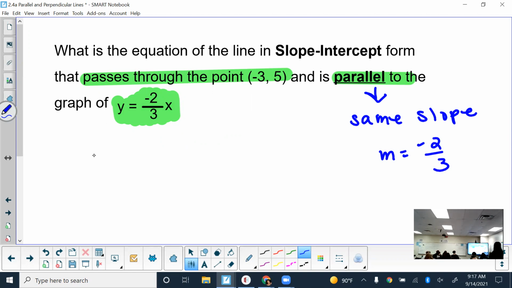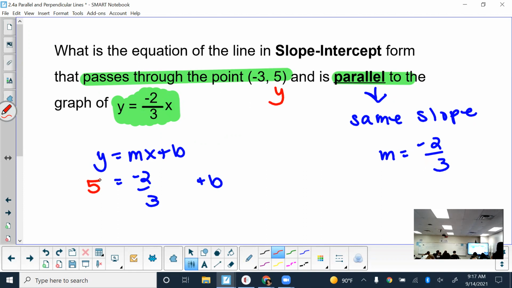The b is a little more tricky to figure out because it doesn't just tell me. So I have to plug it into y equals mx plus b. Again, we know that m should be -2/3. And we're solving for b. What do I plug in for x and y? -3 and 5. So what's my y value? 5, good. Don't put -3. I see kids do that all the time. And then my x value is -3.